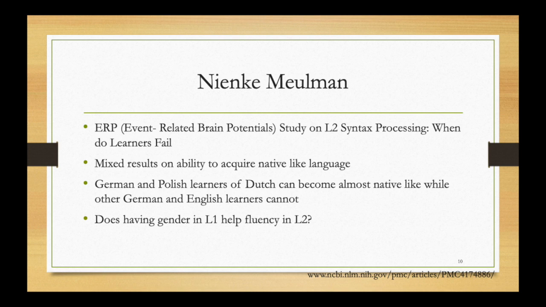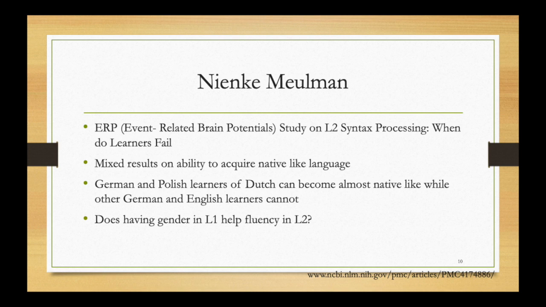Nienke Mulman talks about her mixed results in the ability to acquire native-like language of an L2. The results show examples of some German and Polish speakers that can become almost fluent-like in their Dutch as an L2, but for other German and English learners, they are unable to reach this almost fluent-like stage in Dutch.